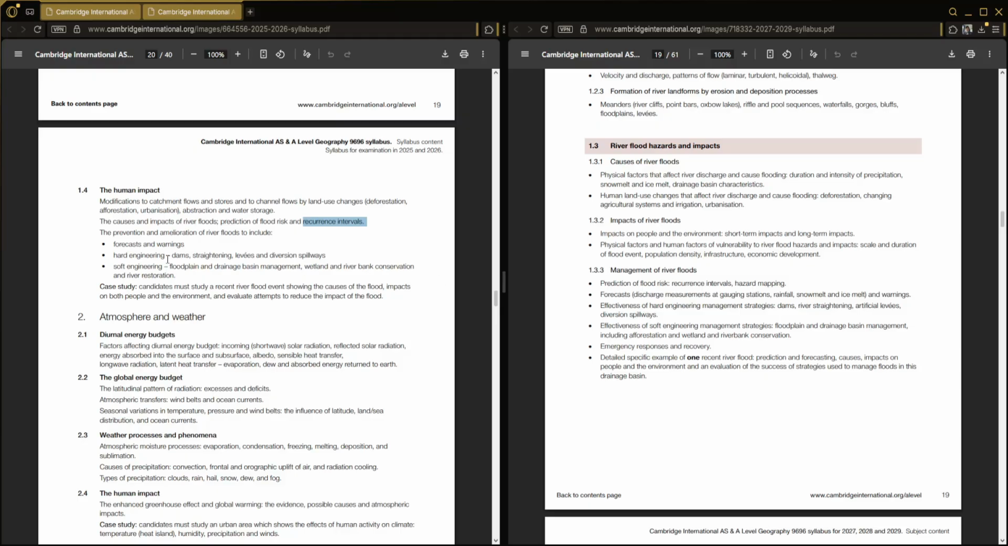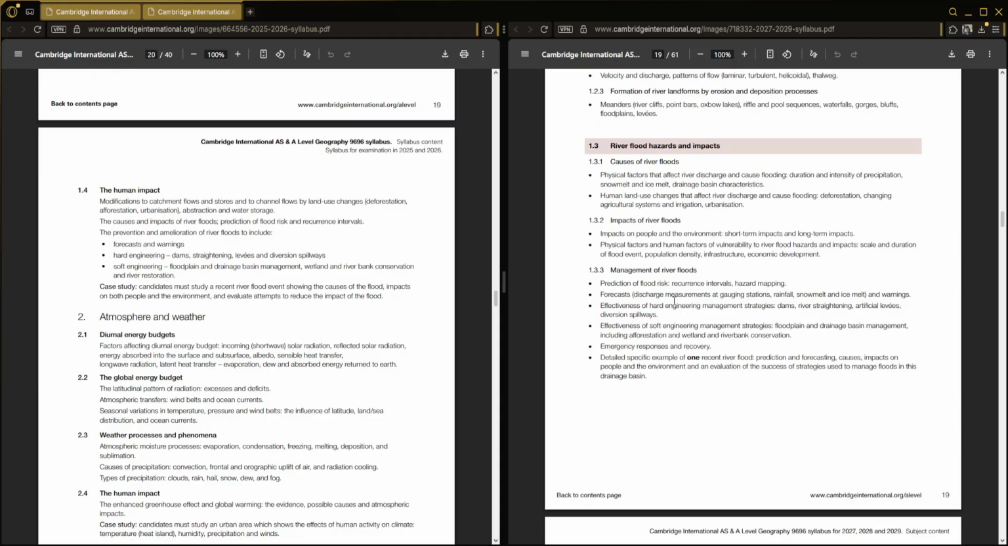But other than that, one thing that has changed, but is very niche, is that previously it just says you have to study hard engineering and soft engineering. So it makes it kind of like you have to describe the strategies and that's the end of it. So you're gonna describe how dams help with floods and that's all. But in A-level geography, you have to know about the extent to which they help. They might be helpful in some cases, but not helpful in other cases.